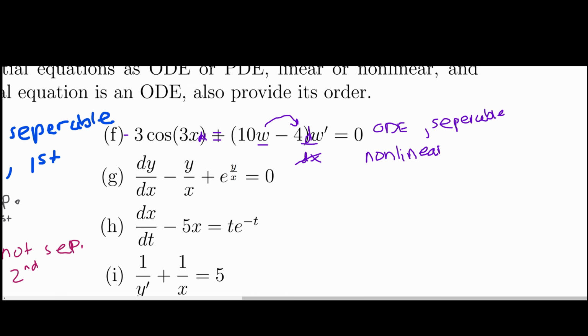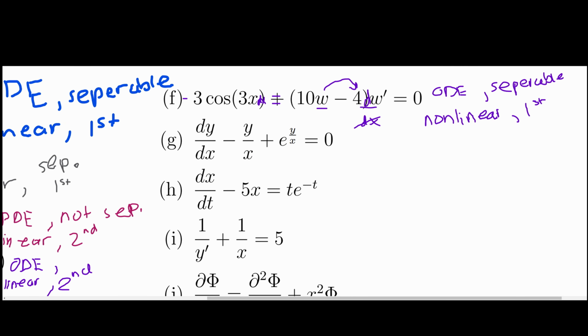Now to look at its order. Since it is only one differential equation in this entire equation, we only look at this one part. It is of the first order. Now we look at g.